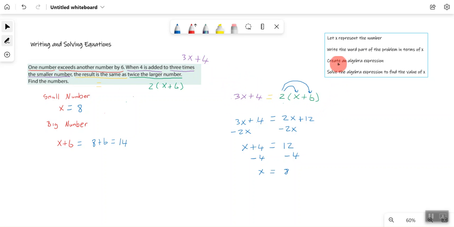So create an algebra expression, and then the last part is to solve the algebra expression to find the value of x, like what we've done here. So they're the general steps that you would follow when you're writing and solving algebra equations.